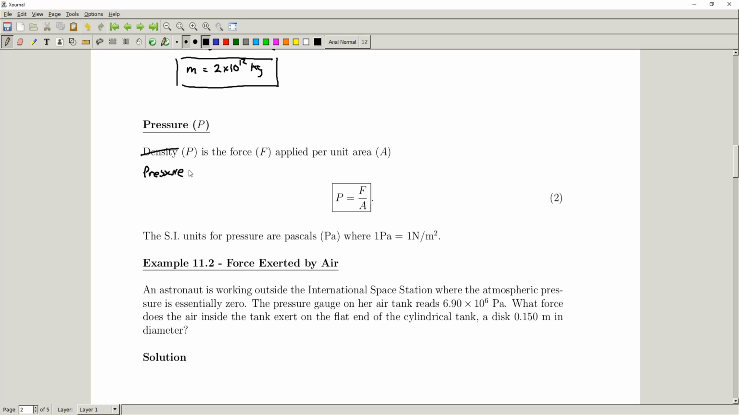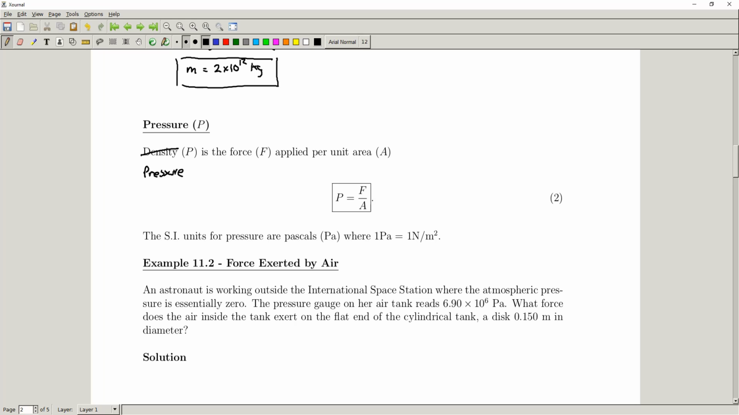So pressure, capital P, is the force applied per unit area. Okay, and so pressure is defined by the equation that we have down here in this box. Pressure is just force over the area to which it's applied. Okay, and the SI units for pressure are called pascals. They do get this special unit, right? We give it the symbol Pa, and 1 pascal is 1 newton per meter squared, right? And it has the units you would expect because our areas are going to have meters squared and our forces are going to have newtons, so we expect to see newtons per meter squared, and that is what 1 pascal is, okay?